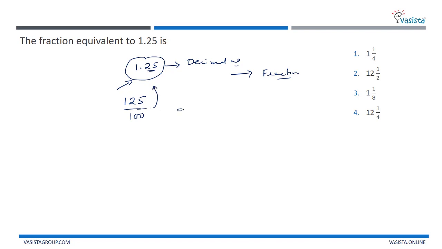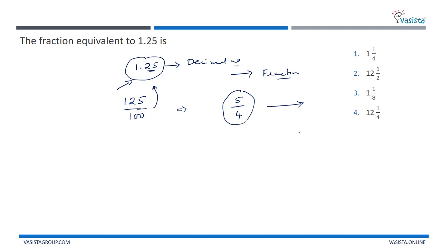Now, let us simplify it here. Let me start dividing by 25. 25 5s are 125, 4s are 100. Or otherwise you can start dividing by 5 also. Now they have not given it as a mixed fraction, so we need to convert this into a mixed fraction.